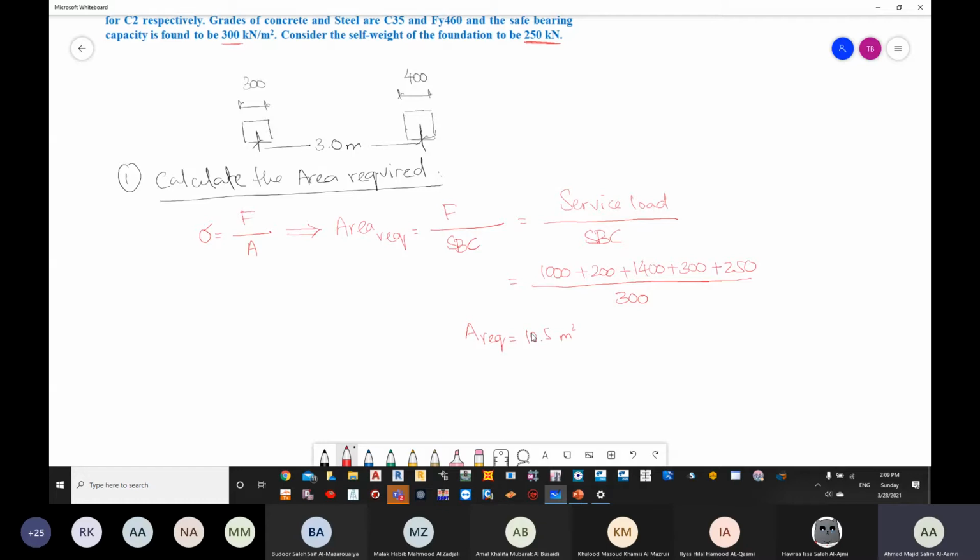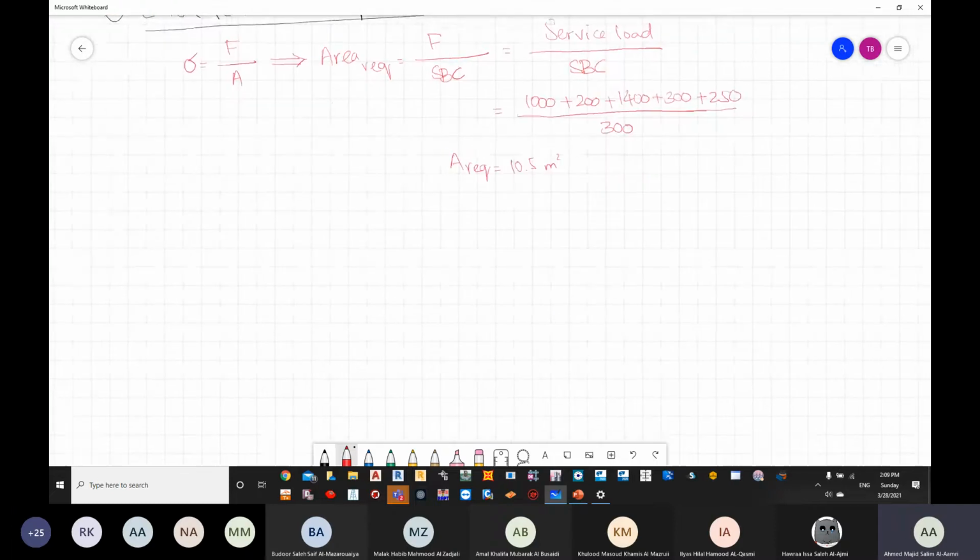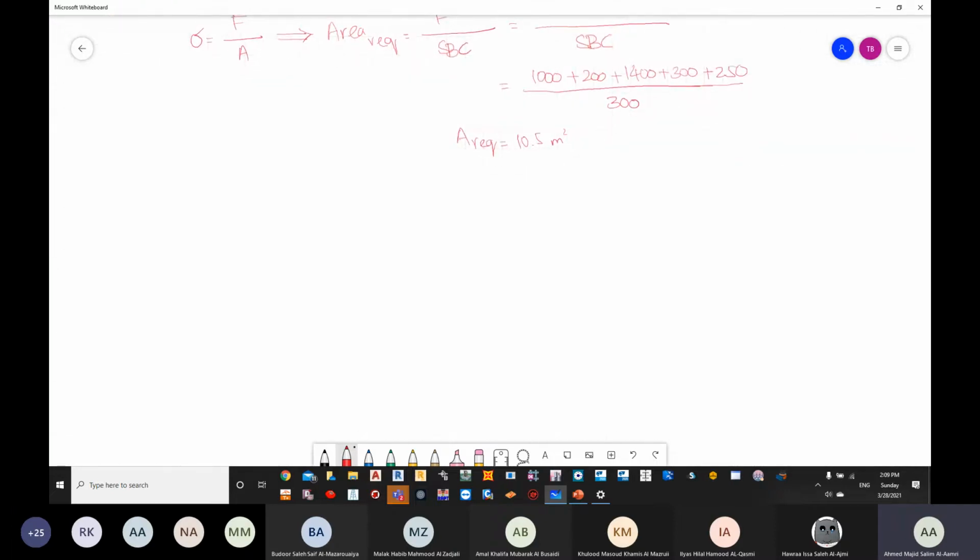Okay. Now for this particular question, you don't need to write if you don't want. I'm going to post for you the solution in terms of a picture. You just concentrate. Okay, so we have area required to be 10.5.